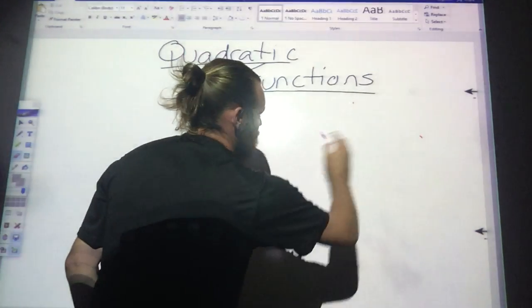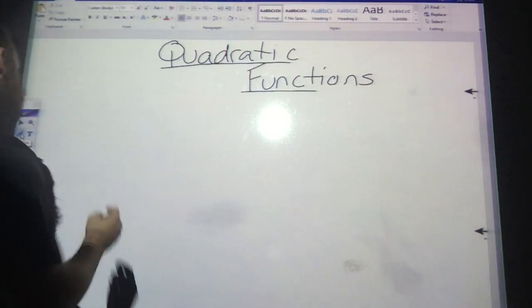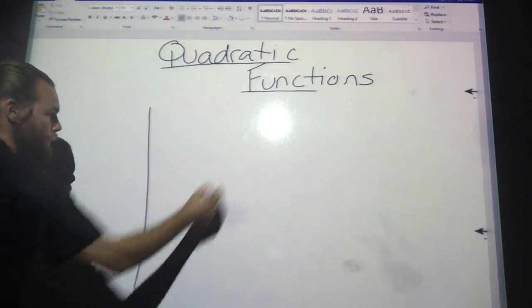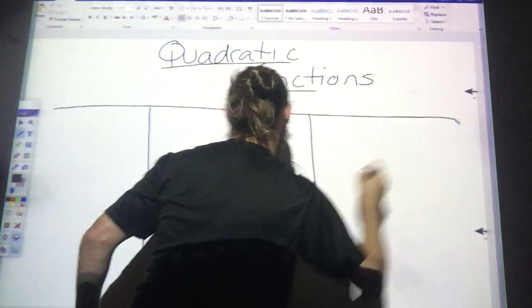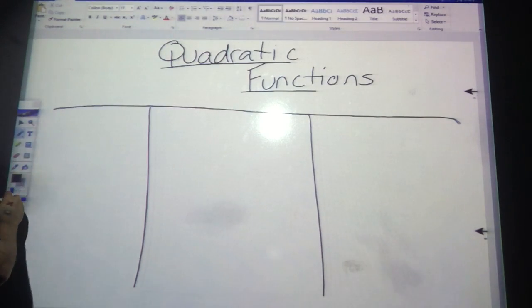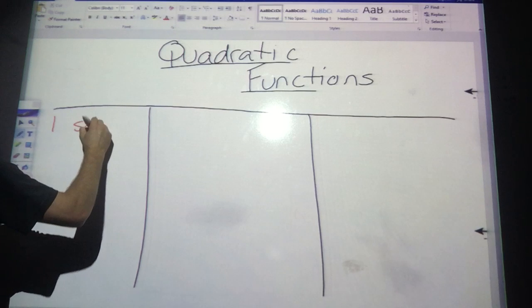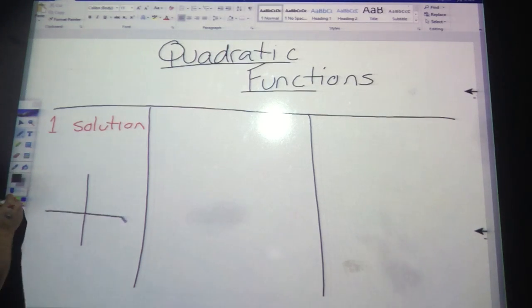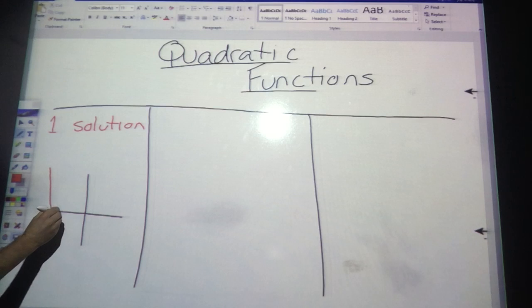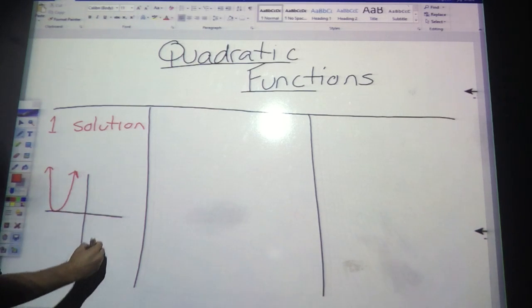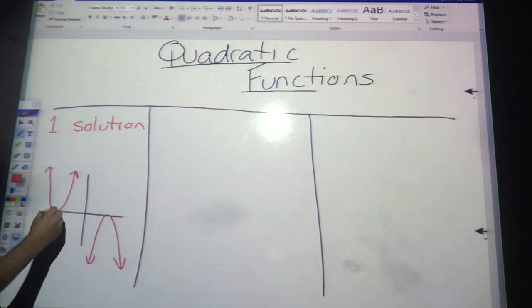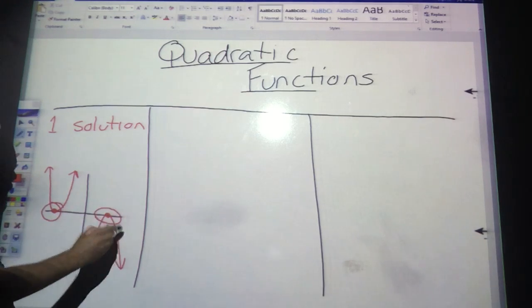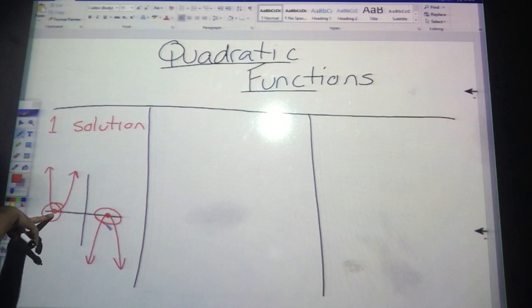Continuing on with solutions, there are three different types of solution groups. We have one solution. One solution basically means that your parabola will sit right on the x-axis. That means you have one spot where the parabola crosses or touches the x-axis. So right here you have one solution to this positive parabola and one solution to that negative parabola.